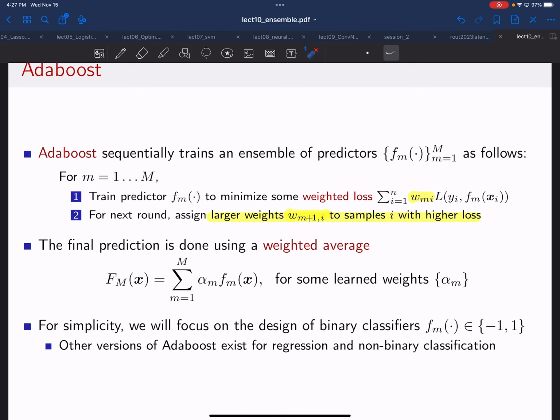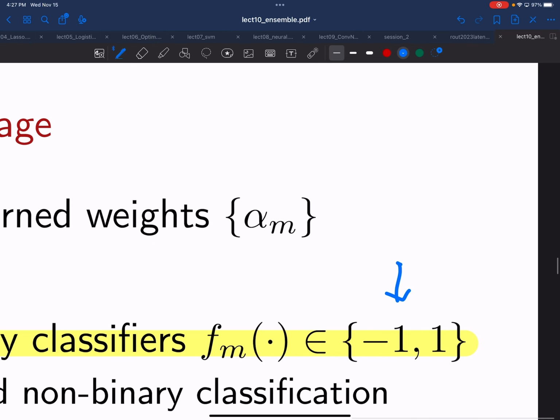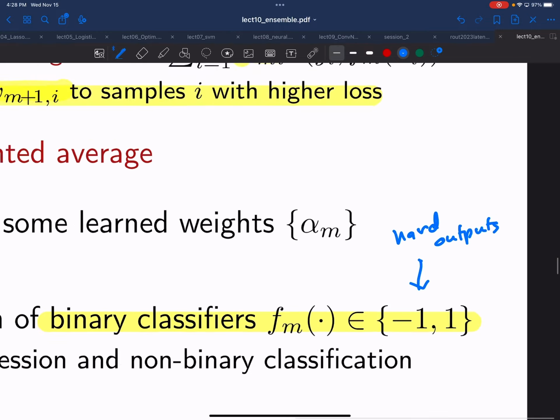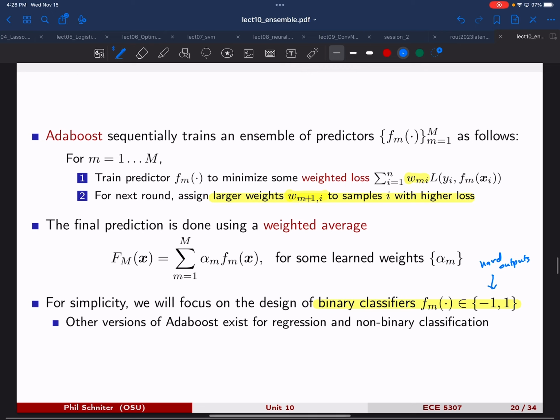Okay, so now for simplicity, we're going to focus on models. First of all, classification. Second of all, binary classification. And more than that, we're going to focus on predictors that give either 1 or -1. So they give hard outputs, not soft. This is going to make our derivation easier. There definitely are other versions of this: versions for regression, for non-binary classification, maybe for soft output classification, I'm not sure. But we're just going to go through with this simpler case to get a feel for how this procedure goes.